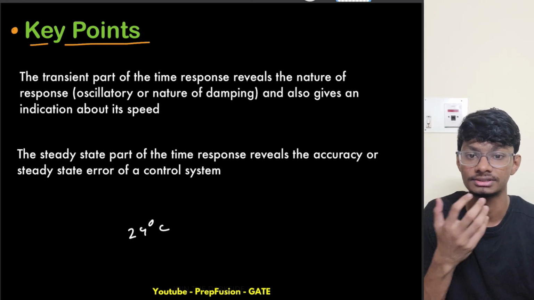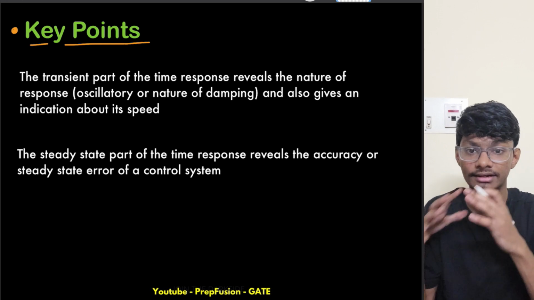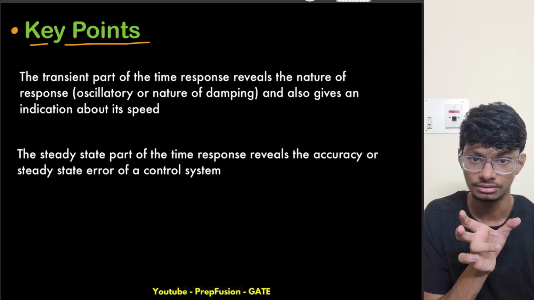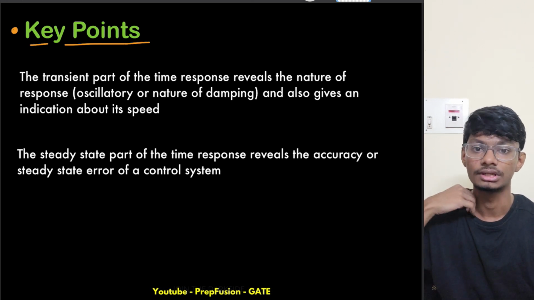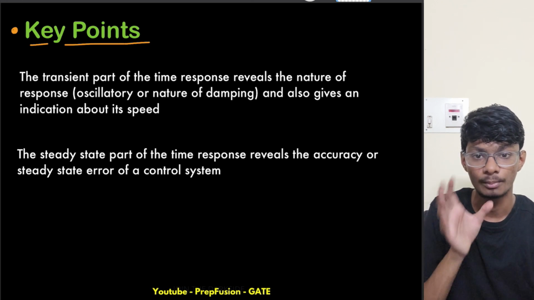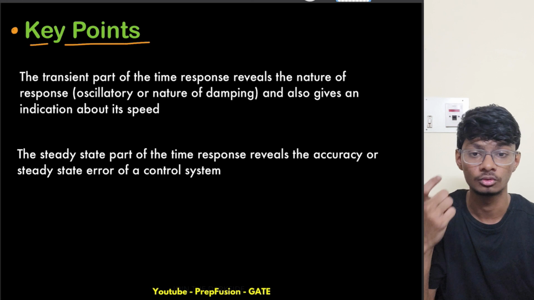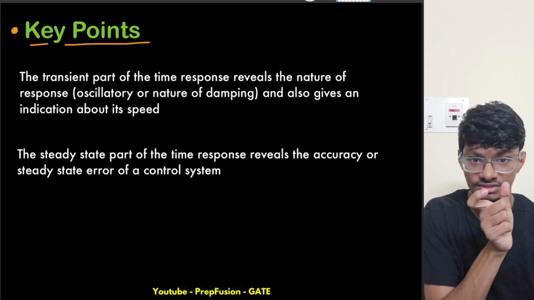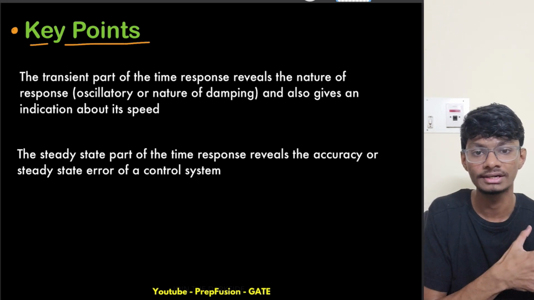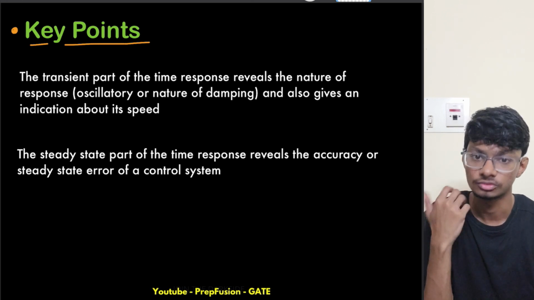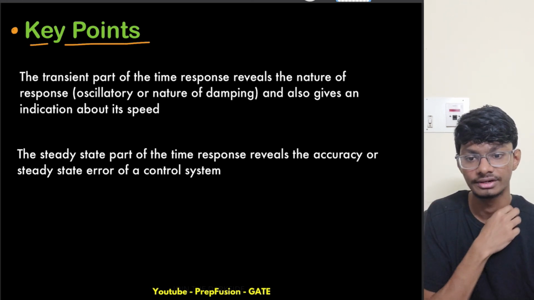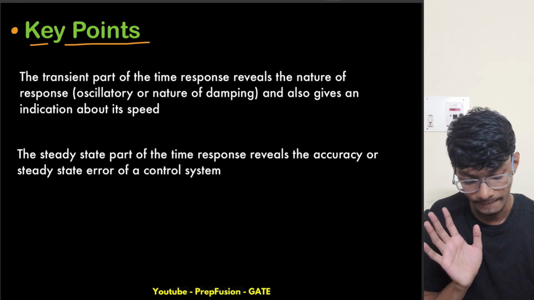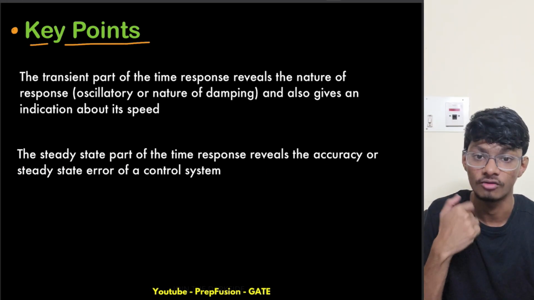Why, you may ask, doesn't it reach the steady state? In real world problems there are many non-linearities and non-idealities. There may be friction, not in an AC but in real world systems, and other non-idealities, due to which my output will have some offset error. Even if you haven't studied analog, you know that in an op-amp there is some offset error. So there may be some offset error and other non-idealities that cause an error in my system. We'll see what kind of error we get, and all those things. So this is what the point is telling: the steady state part of the time response reveals the accuracy, or the steady state error, of a control system.